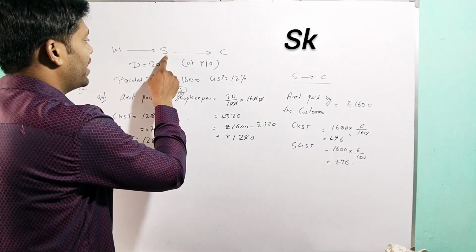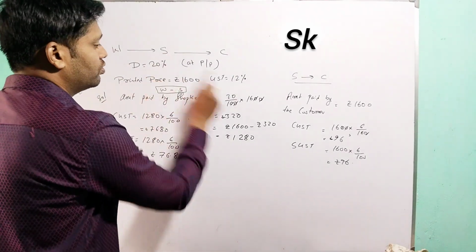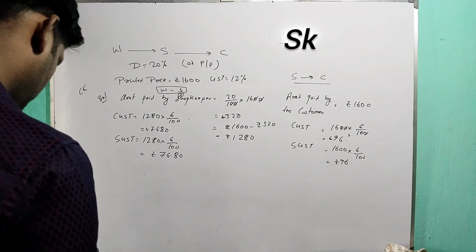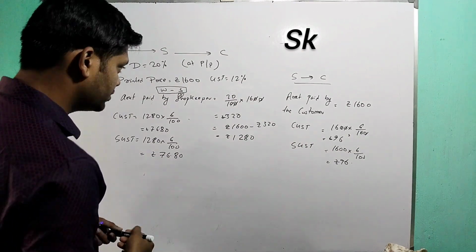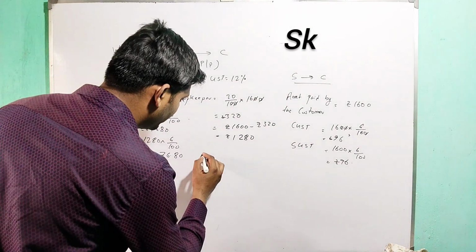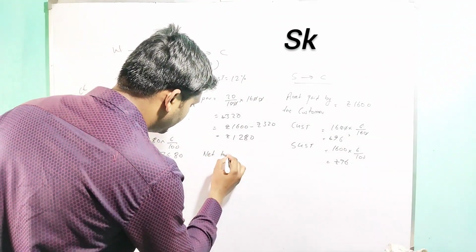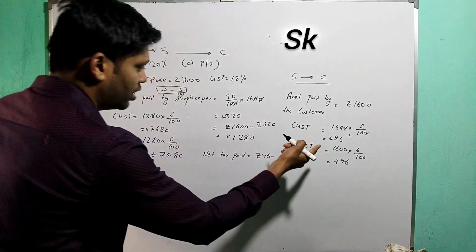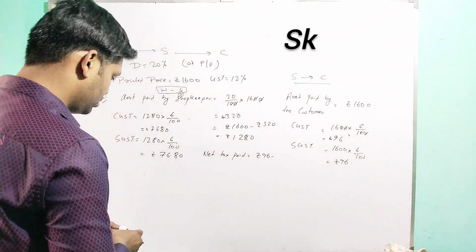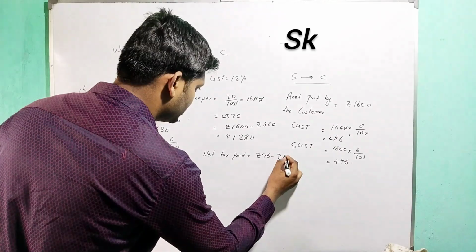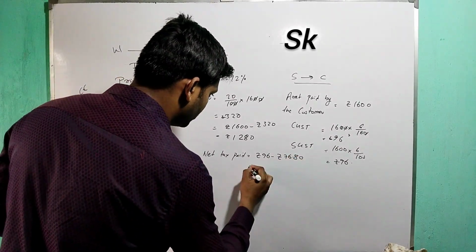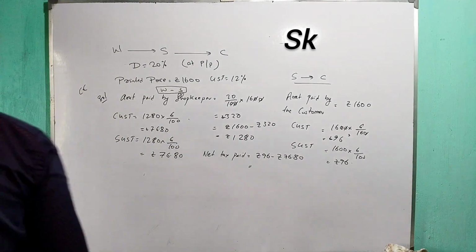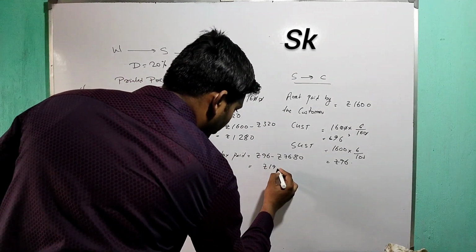Two times: the first time when he is buying the goods, this much; when he is selling the goods, this much. You have to find out how much tax he is paying. Indirectly they are saying net tax paid. So it will be rupees 96, output minus input, rupees 76.80. So how much will the answer be? Rupees 19.20.